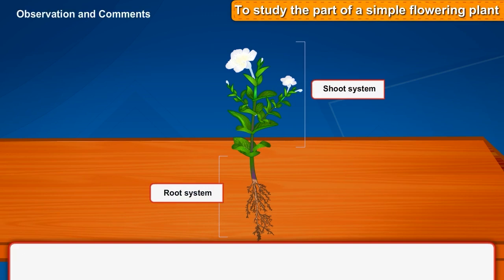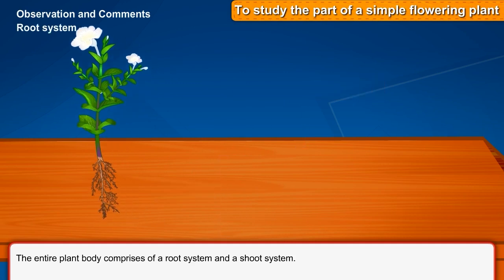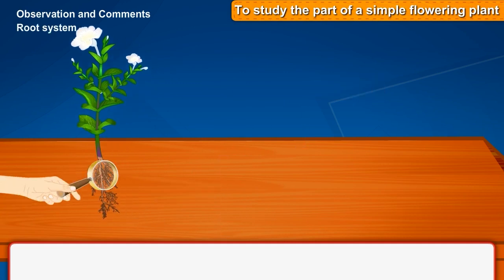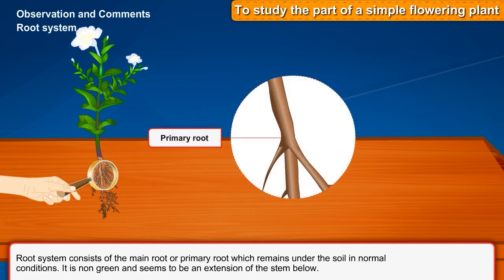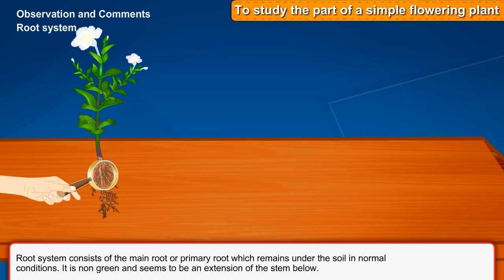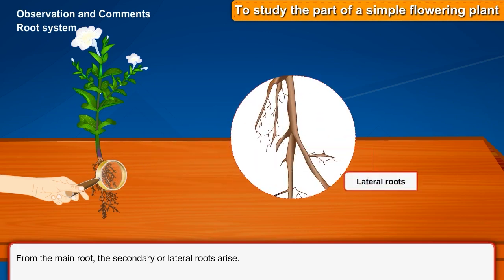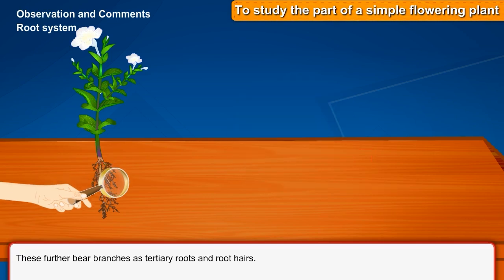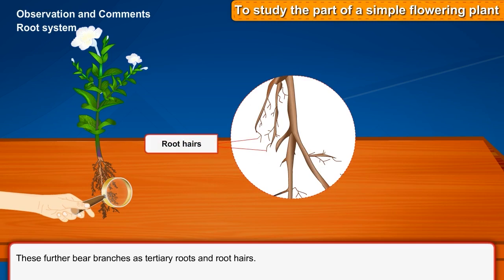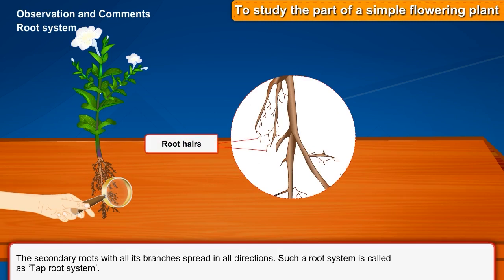Observation and comments. The entire plant body comprises a root system and a shoot system. Root system: the root system consists of the main root or primary root, which remains under the soil in normal conditions. It is non-green and seems to be an extension of the stem below. From the main root, the secondary or lateral roots arise. These further bear branches as tertiary roots and root hairs. The secondary roots with all their branches spread in all directions. Such a root system is called a taproot system.